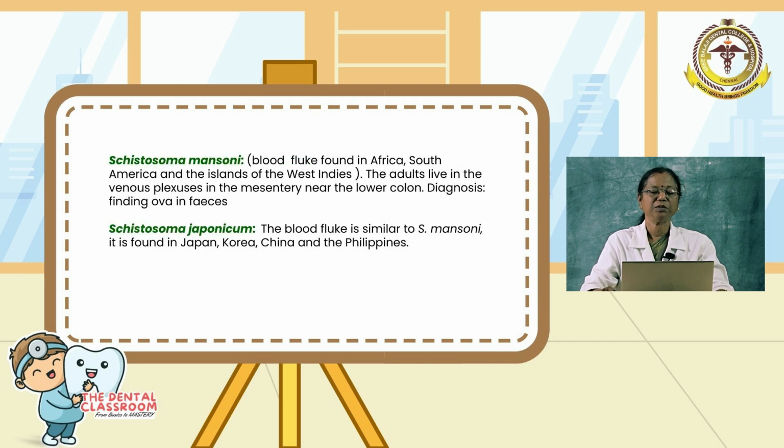The next is Schistosoma mansoni. It's a blood fluke found in Africa, South America, and also in some islands of the West Indies. The adult worms live in the venous plexus in the mesentery near the lower colon, and the diagnosis is mainly made by finding the ova in the feces of the infected person. The next one is Schistosoma japonicum. It is mainly found in Japan, Korea, China and the Philippines, and this blood fluke is very similar to Schistosoma mansoni.